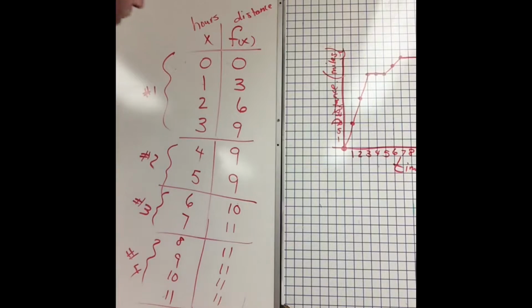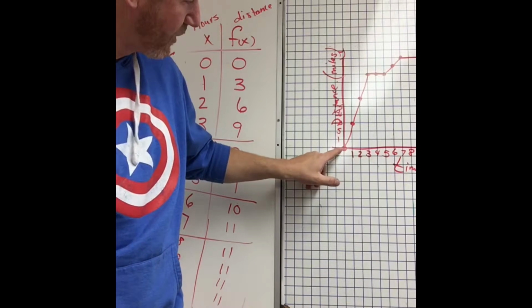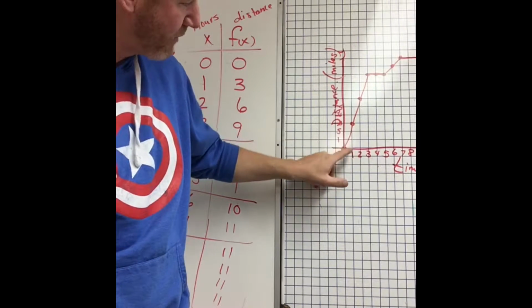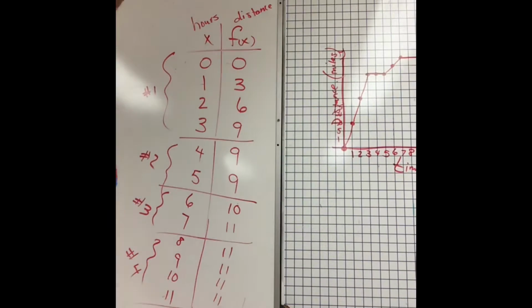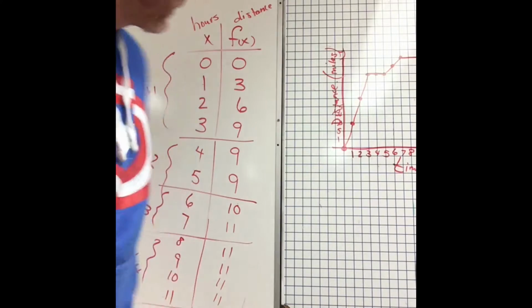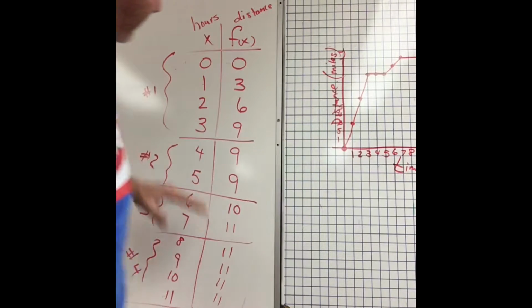So here we go. I've plotted my point, 0, 0. After 1 hour, I've gone 3 miles. After 2 hours, I've gone 6. After 3 hours, I've gone 9. Okay. So now, I've arrived at my destination.